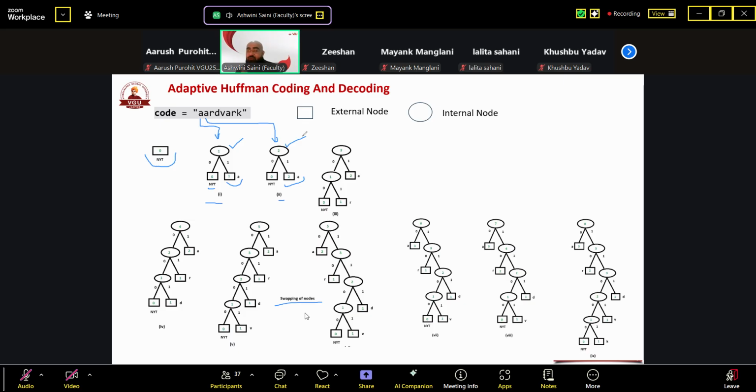Any doubt in the first two steps? Please let me know. I'm moving to the third step. Third step means we have a new character. The new character is R.